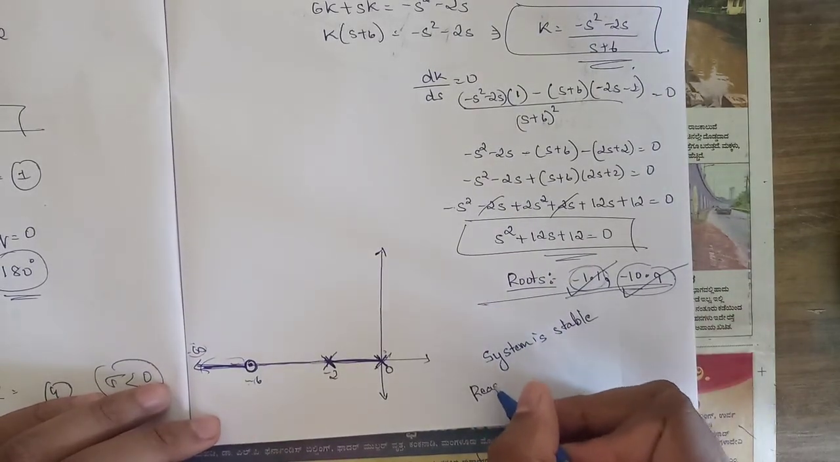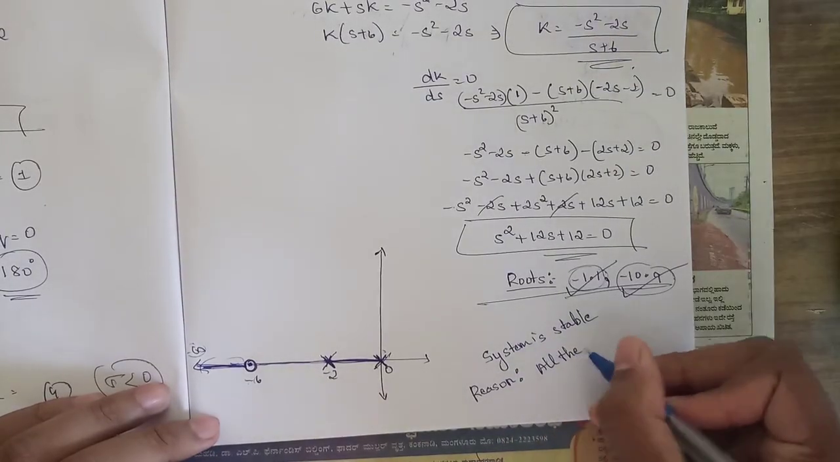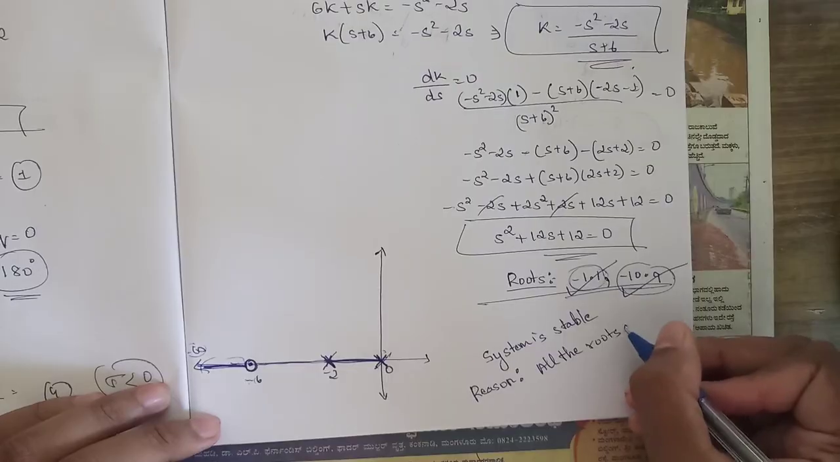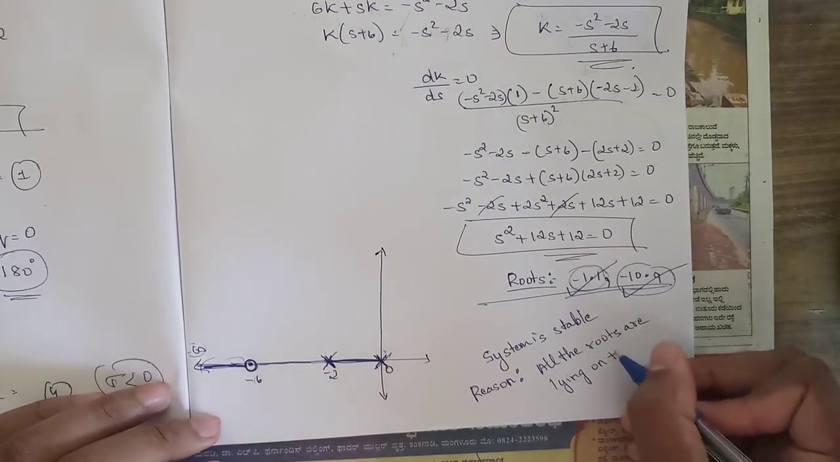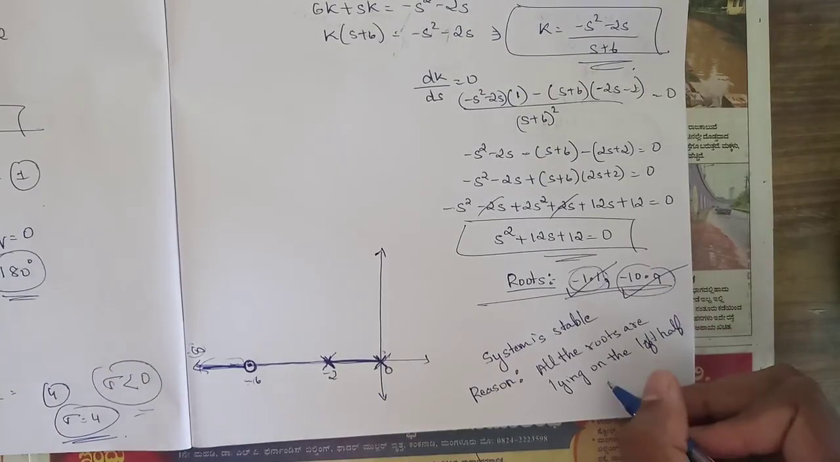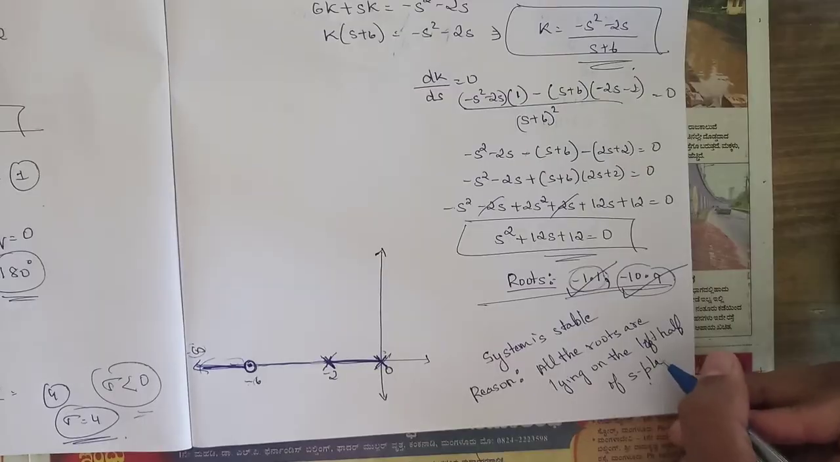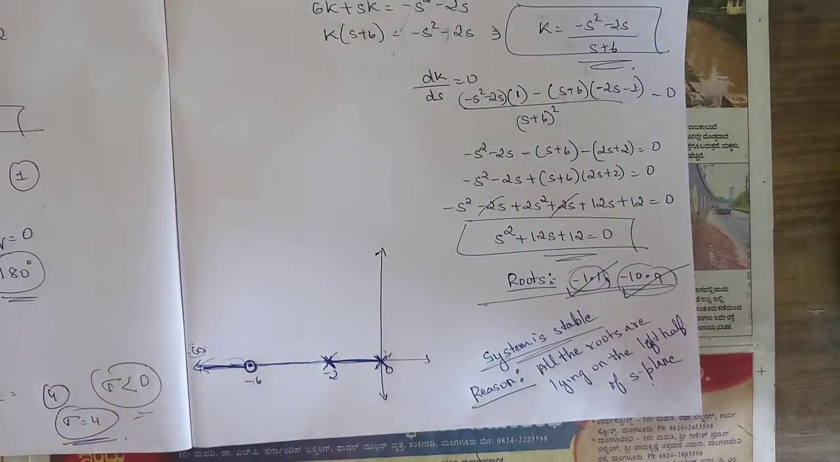You can also give the reason: because all the roots are lying on the left half of the s-plane, therefore the system is stable. Since the question asks to analyze the stability, that's why I am writing it. Now let's plot the graph.